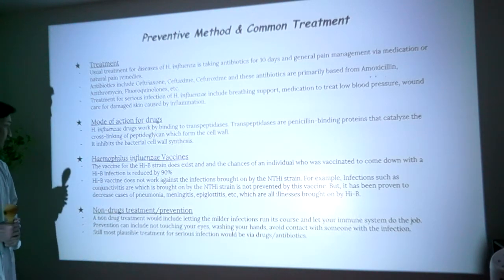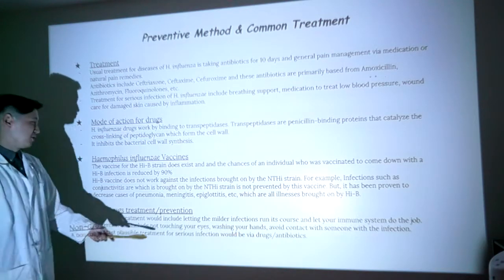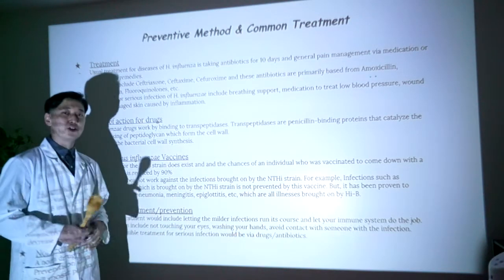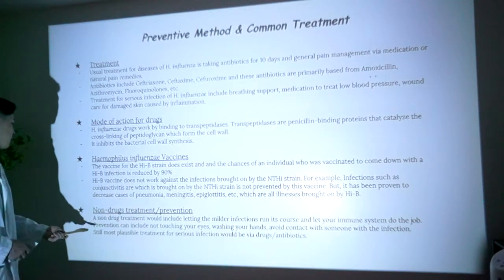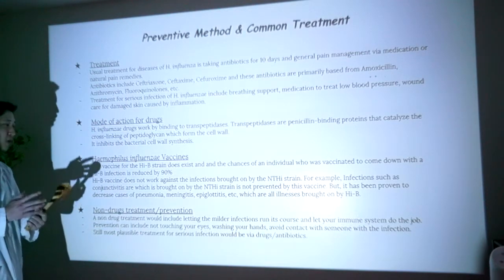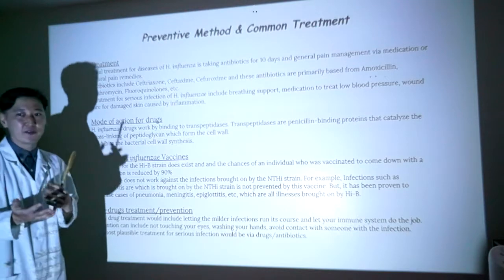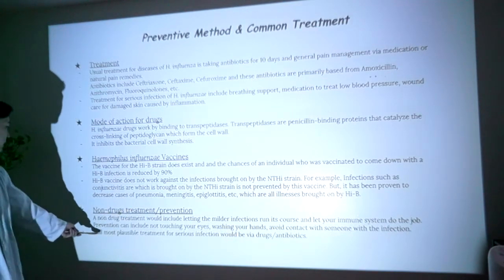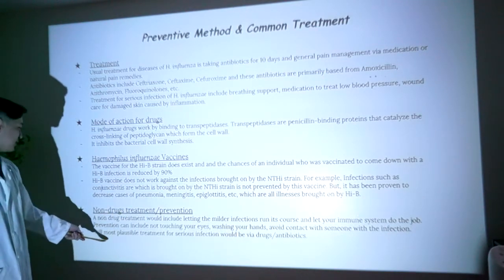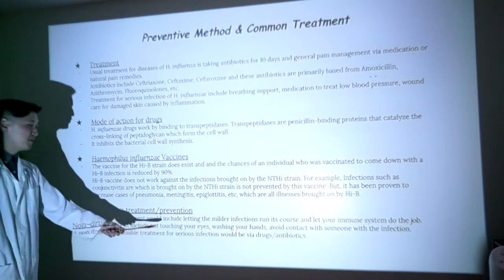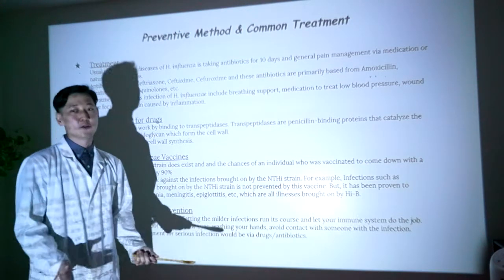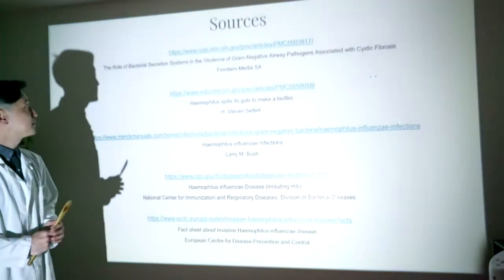Non-drug treatment and prevention. A non-drug treatment would include letting the milder infections run their course and letting your immune system do the job. Prevention can include not touching your eyes, washing your hands, avoiding contact with someone with this infection, as well as the most plausible treatment for this serious infection, which would be through drugs and antibiotics.